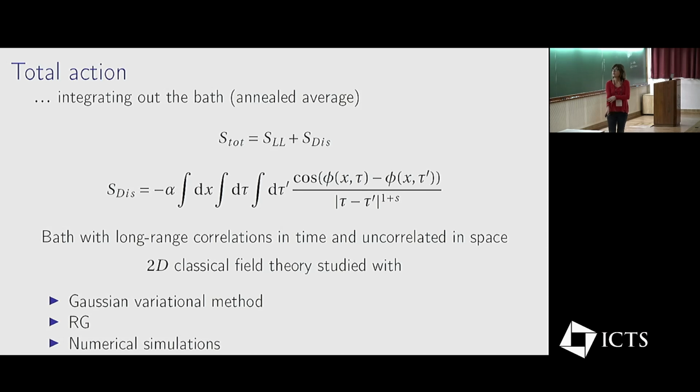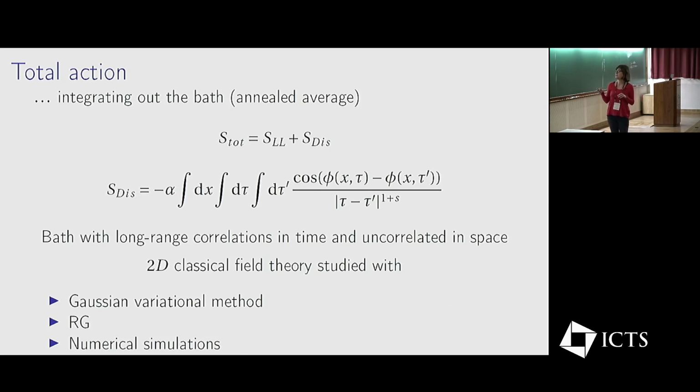Okay, so in the end, once we have integrated out the baths, the type of functional that we deal with is a long-range one. So at this point we have a two-dimensional classical field theory in imaginary time with long-range interaction. It is anisotropic because the long-range interactions are only along the imaginary time.